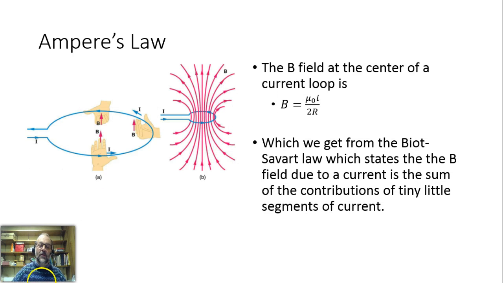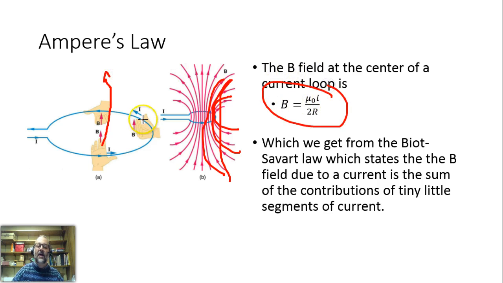Now if we look at a current loop, and we ask, what is the B field at the center of a current loop? And we really do mean at the center, because it's not uniform over a current loop, right? You can see here, over here, that it loops through in different ways. Well, right down the center, though, the B field is mu naught I over 2r, where r is the radius of the loop. This we get from a law that preceded Ampere's law, the Biot-Savart law, which sums up the contributions of tiny little segments of current.